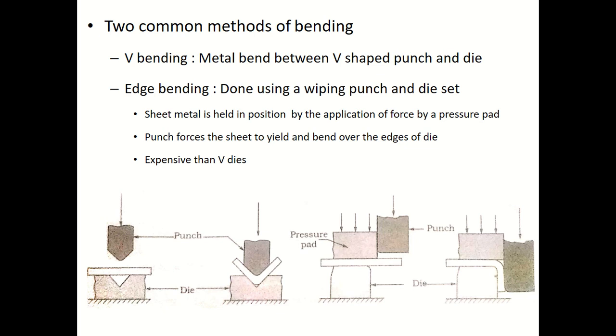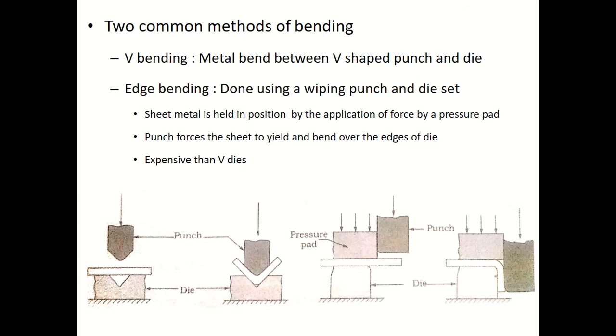The V dies can be used to make bends of various included angles. Depending upon the angle, you can make different types of V bend. Another type of bending is called edge bending, which is shown in the second picture. This edge bending is done using a wiping punch and a die set.